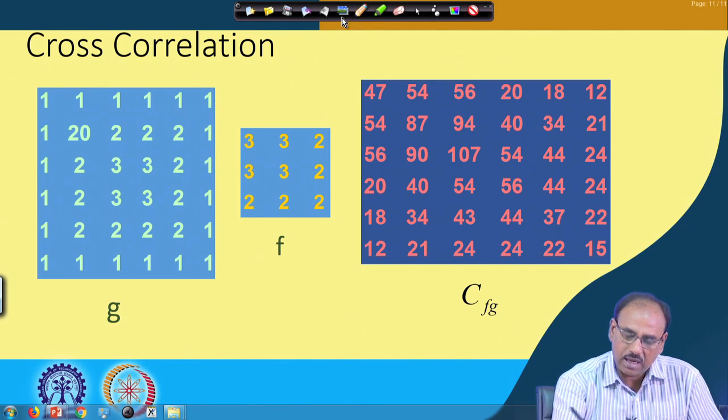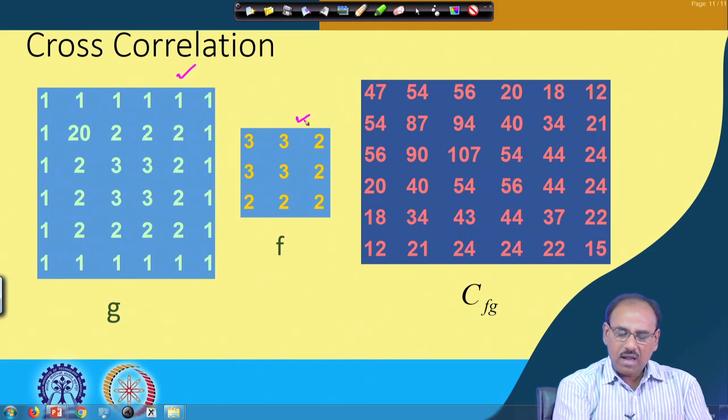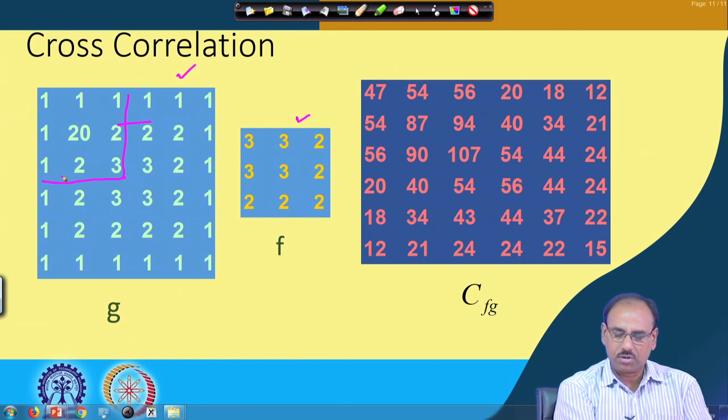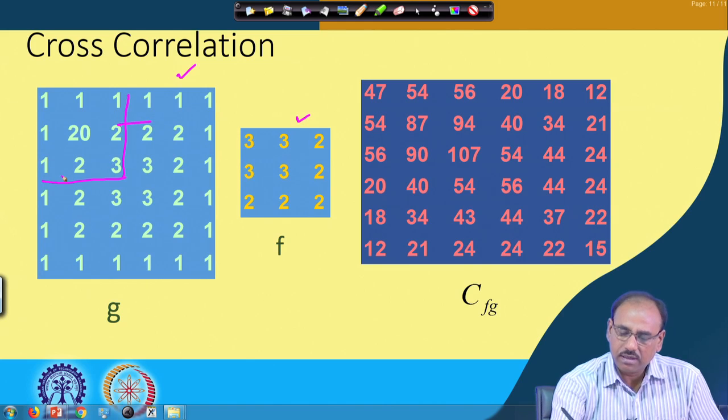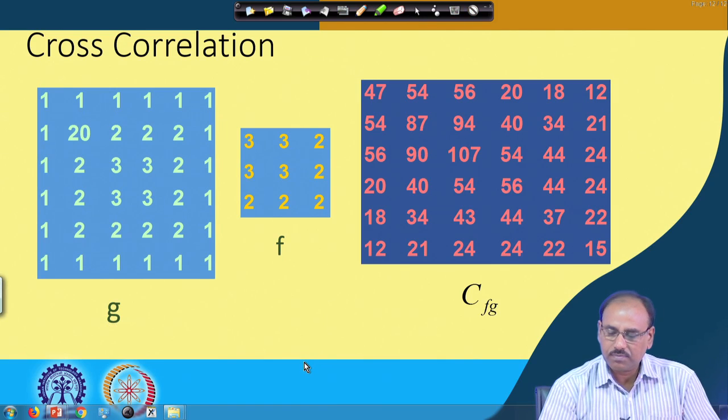This is, say, a bigger image and this is my template. I want to find out where in this bigger image this template exists. So for that, I put this template over this image and shift it in every position. For every position of the template, I compute the cross correlation value. And in the particular position where the value is maximum, that is the location where I can say that the template exists within the given image.